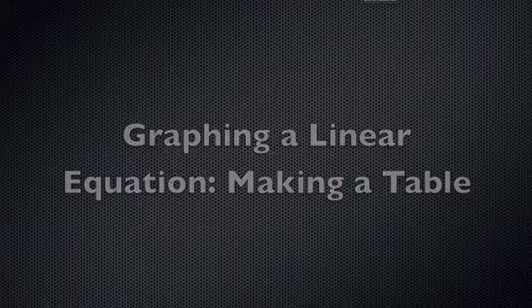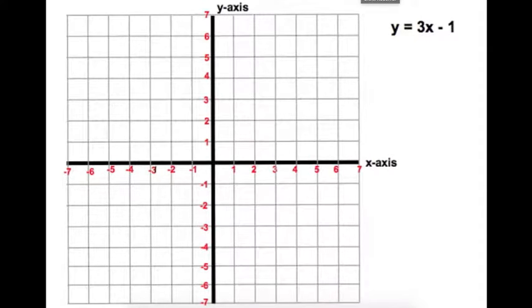In this video tutorial, we'll take a look at graphing a linear equation by making a table. We are going to graph the linear equation y equals 3x minus 1 by making a table. It is easiest to use the strategy of making a table to graph a linear equation when the equation is already solved for one variable, as it is here.